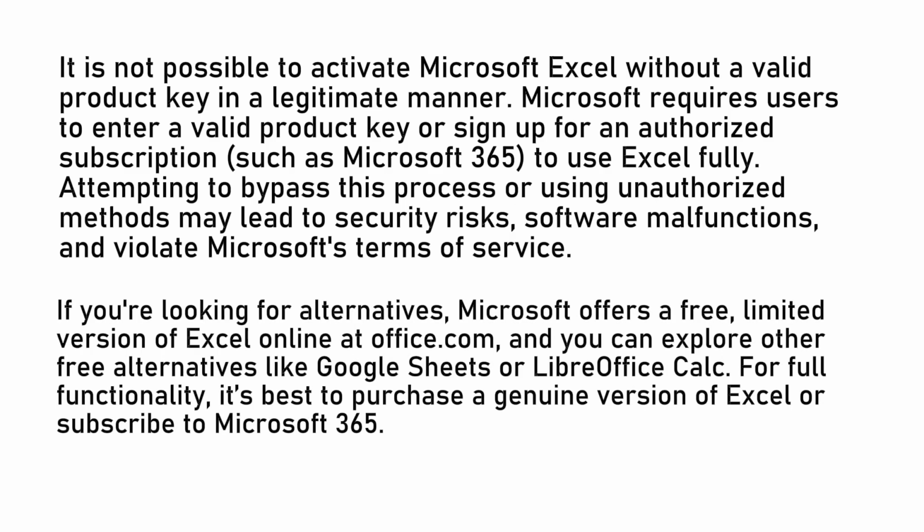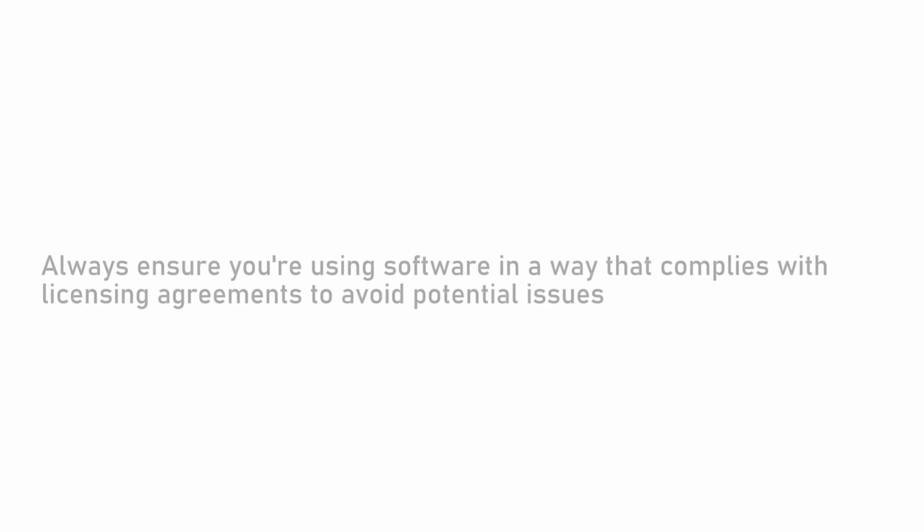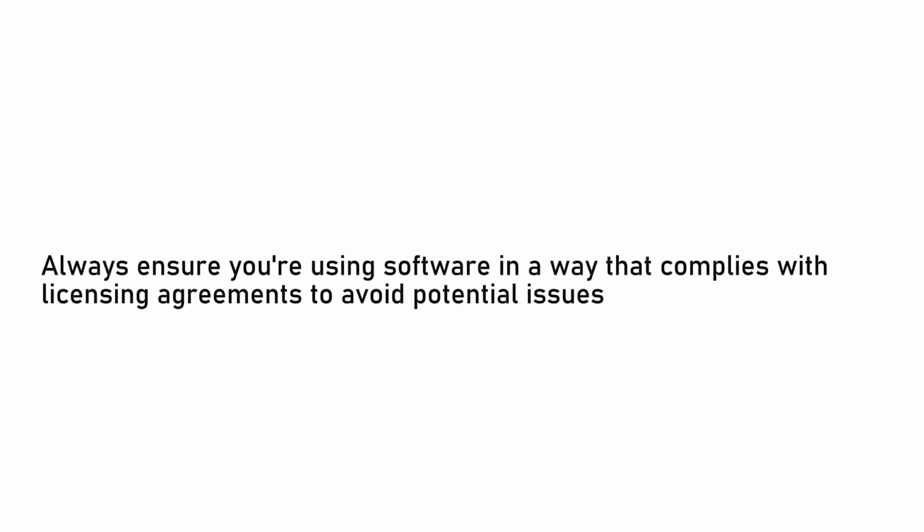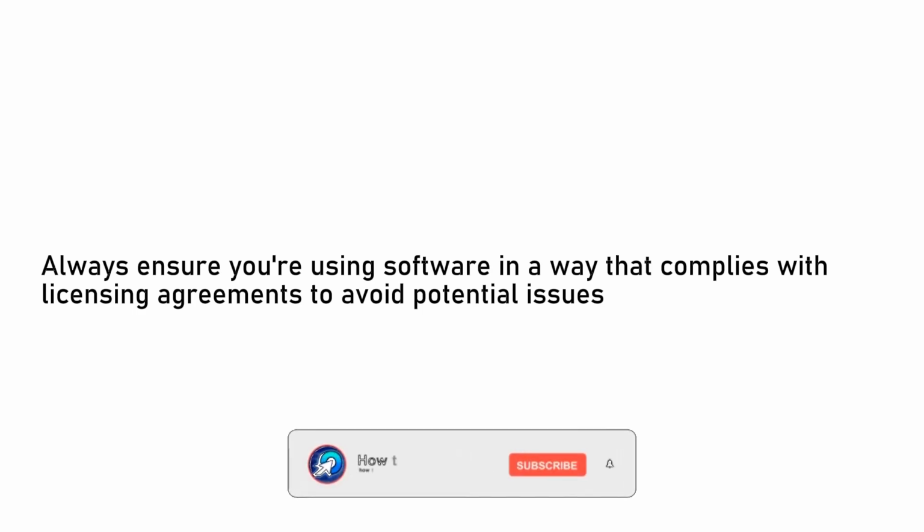If you're looking for alternatives, Microsoft offers a free limited version of Excel online at office.com, and you can explore other free alternatives like Google Sheets or LibreOffice Calc for full functionality. It's best to purchase a genuine version of Excel or subscribe to Microsoft 365. Always ensure you are using software in a way that complies with licensing agreements to avoid potential issues.